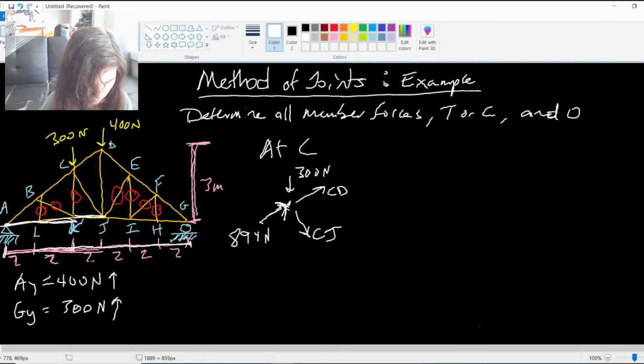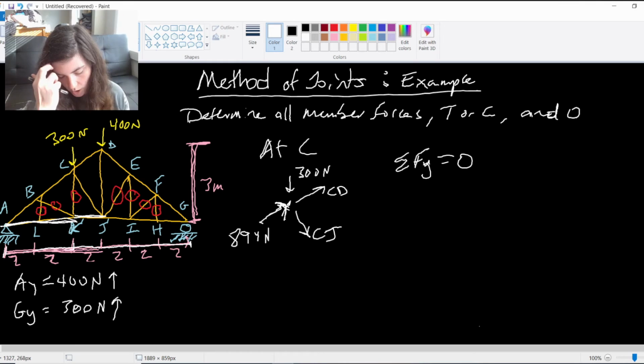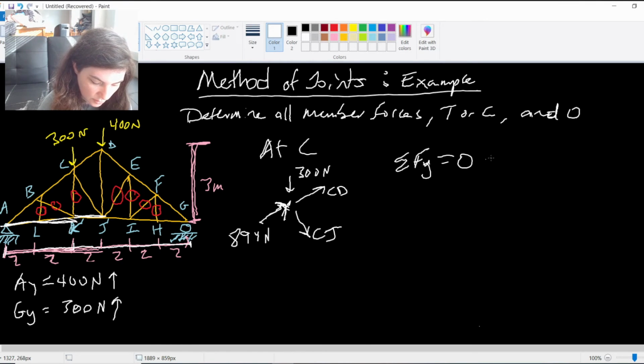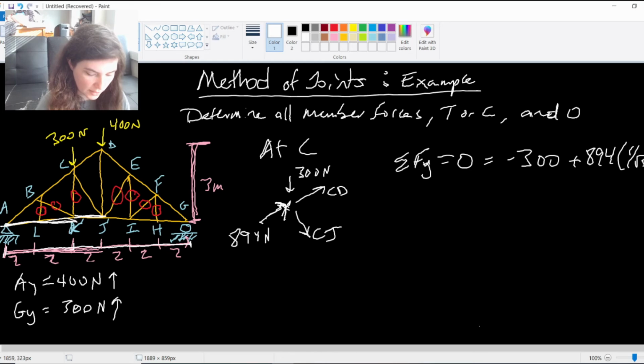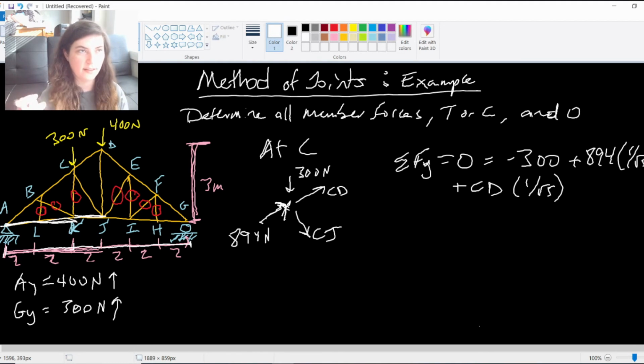So now as I set up my equilibrium equations, they're a little more complicated, right? Almost everybody's going to have a piece of these. So my Fy equilibrium equation is going to be that negative 300 plus 894. Again, it uses that 1 over square root 5, same ratio that it had before, 1 over square root of 5, plus CD, which again uses that same 1 over square root 5 since they fall all along that same slope line.